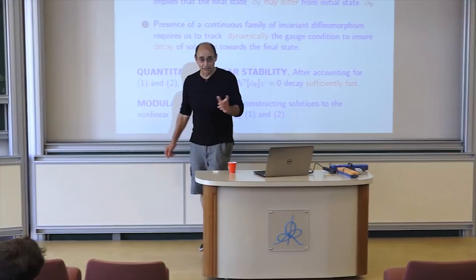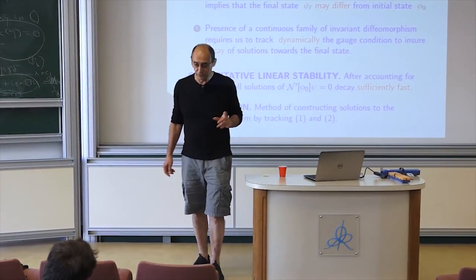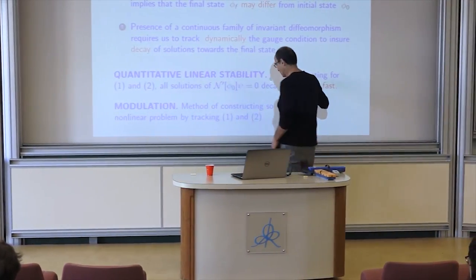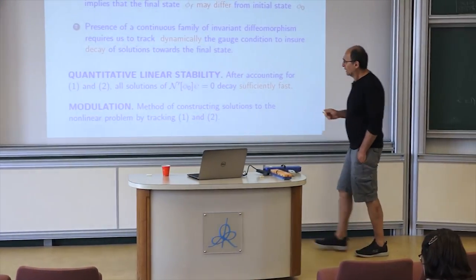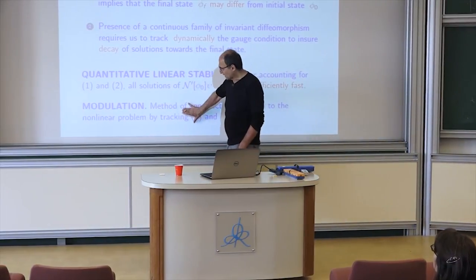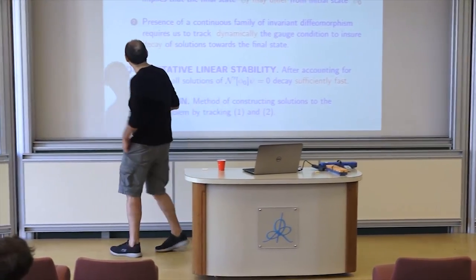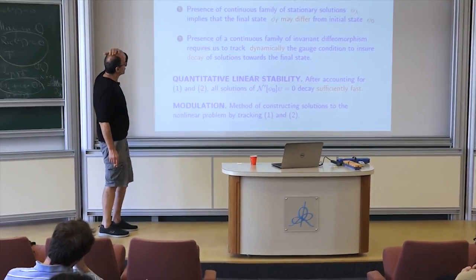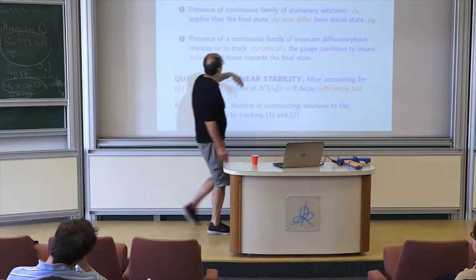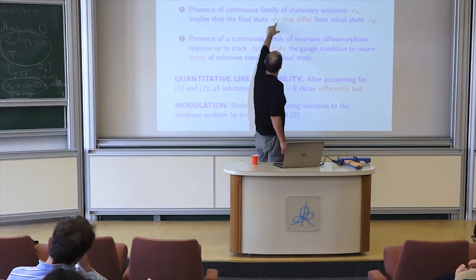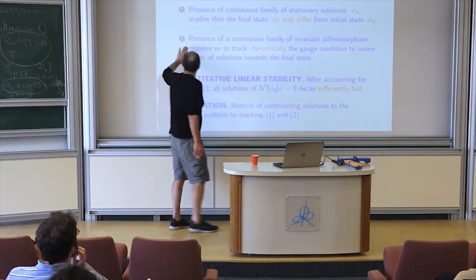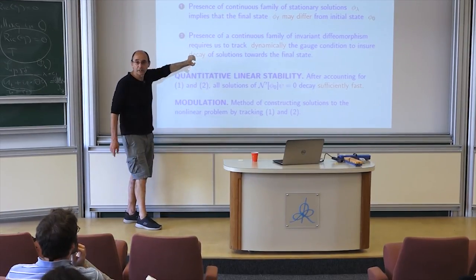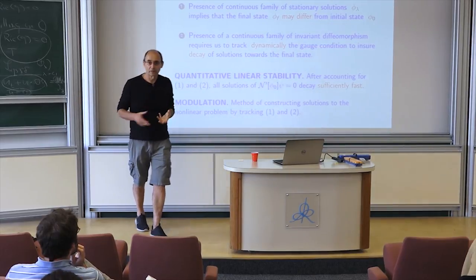So it's not enough to have non-exponentially growing modes, but you actually have, in fact, decay. And it has to decay. Decay has to be sufficiently fast in order to have stability. Okay, so modulation, as I said, is just a method of producing solutions of the nonlinear problem, accounting for these two things. In other words, you produce a solution of the nonlinear problem by dynamically tracking down the final states and dynamically tracking down this gauge condition, right? The final gauge condition in which the problem makes sense.